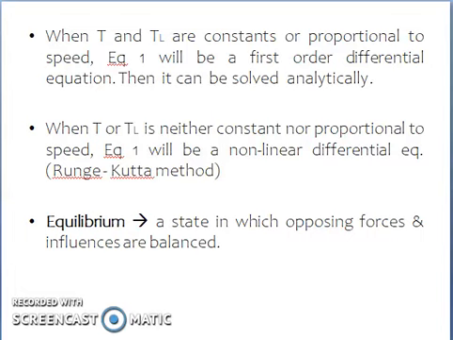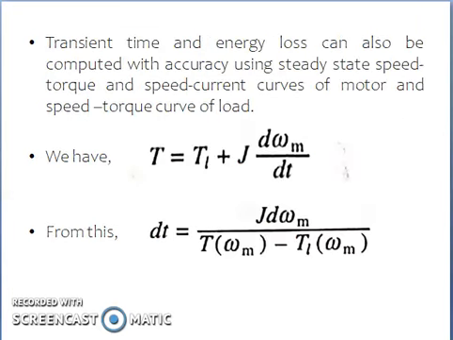So we need to know what exactly we mean by equilibrium. Equilibrium is a state in which opposing forces and influences are balanced. Now for these transients, as we mentioned, whether it is a starting, braking, speed change or speed reversal, the equilibrium speed will be our final speed.